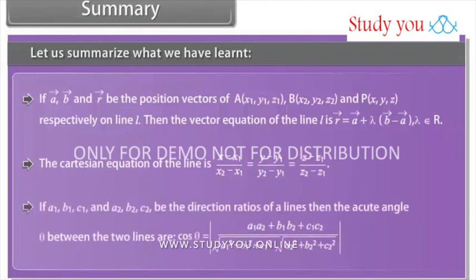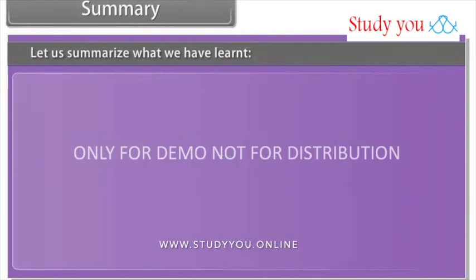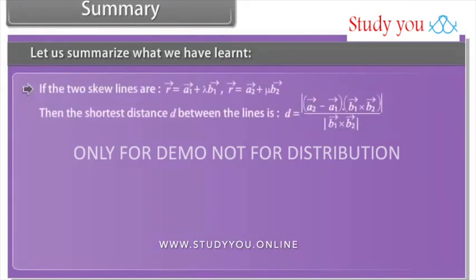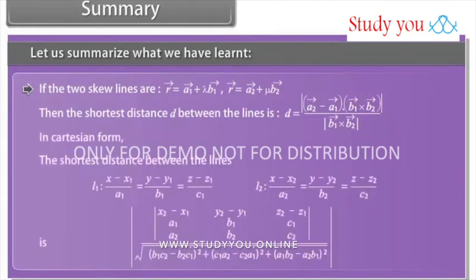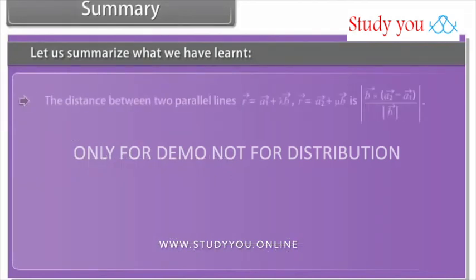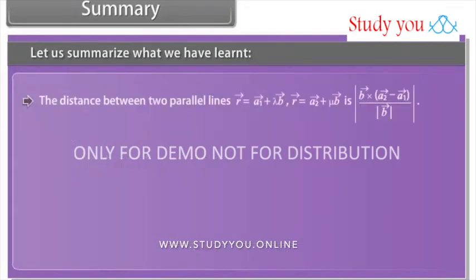If a1, b1, c1 and a2, b2, c2 be the direction ratios of a line, then the acute angle theta between the two lines is. If the two skew lines are, then the shortest distance d between the lines is. In Cartesian form, the shortest distance between the lines is. The distance between two parallel lines is.